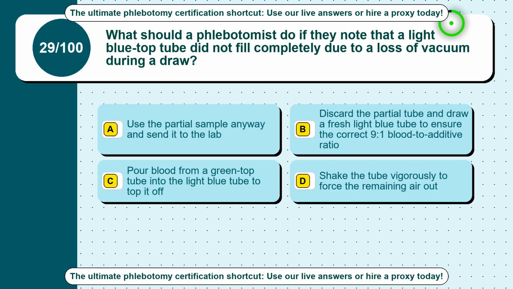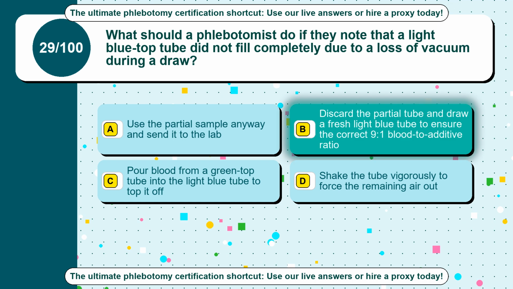What should a phlebotomist do if they note that a light blue top tube did not fill completely due to a loss of vacuum during a draw? Option A. Use the partial sample anyway and send it to the lab. Option B. Discard the partial tube and draw a fresh light blue tube to ensure the correct 9:1 blood to additive ratio. Option C. Pour blood from a green top tube into the light blue tube to top it off. Option D. Shake the tube vigorously to force the remaining air out.